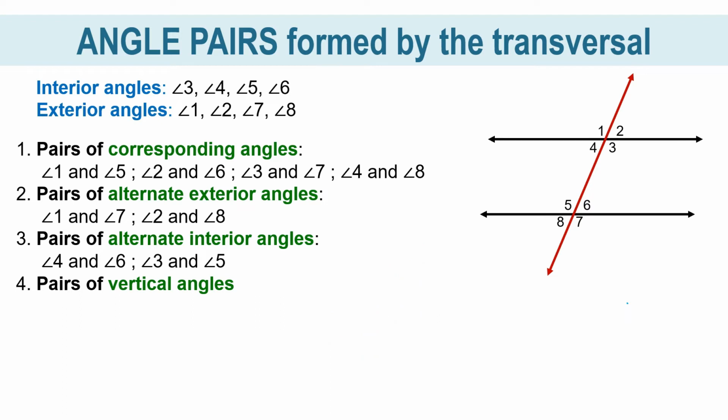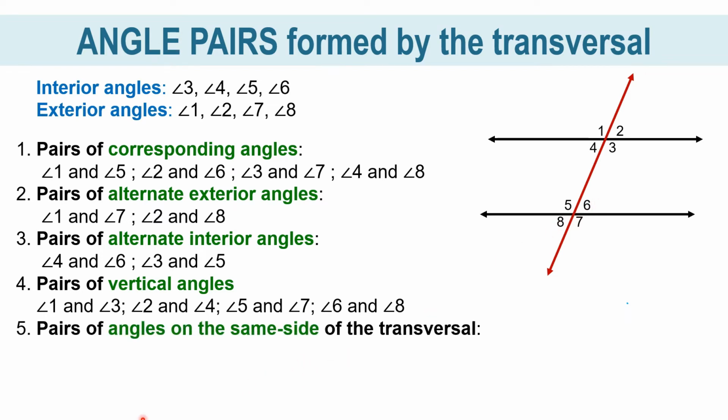In our illustration here at the side, the vertical angles we have here are angles 1 and 3. So this one, they are opposite. We also have angle 2 and 4. Here is angle 2 and here is angle 4. Also, we have 5 and 7. They are vertical angles. And the last pair we have are angle 6 and 8. They are also vertical.